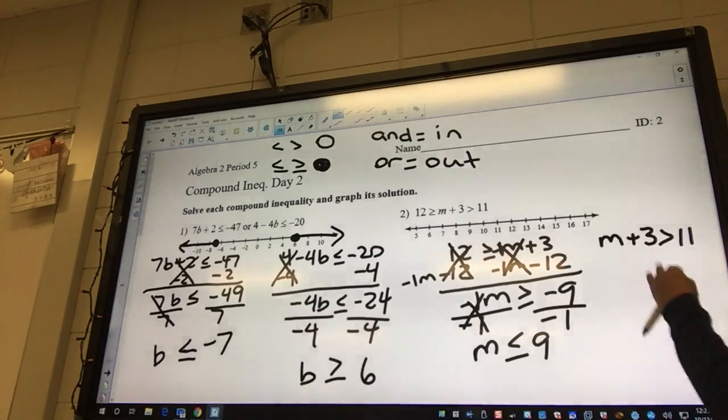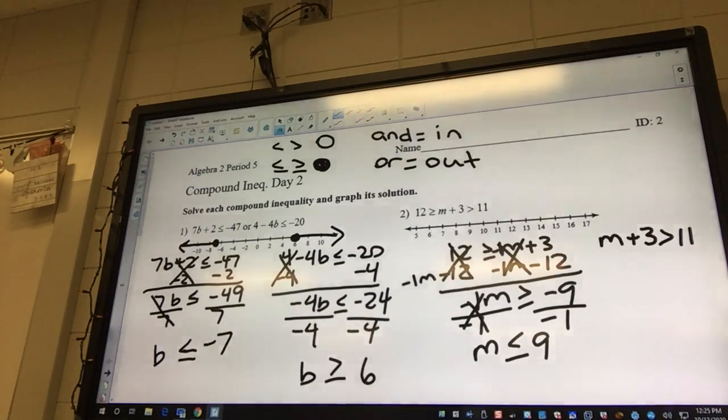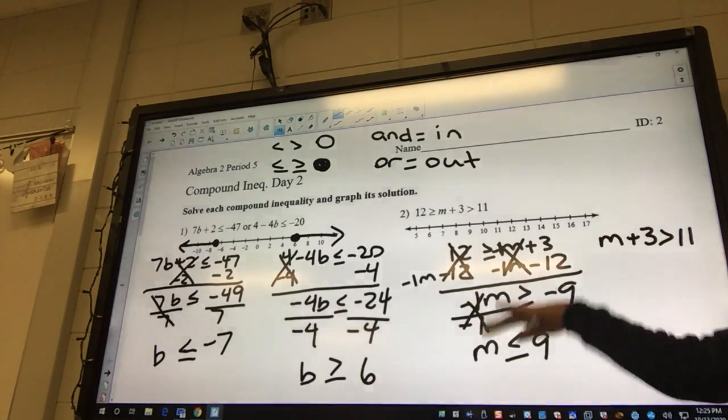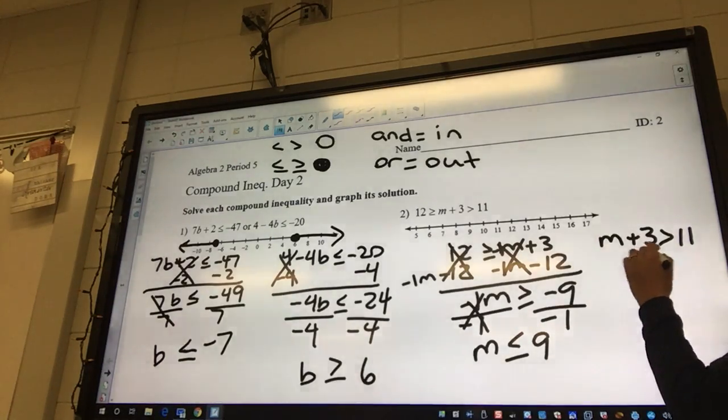But this one you don't need to move the letter or anything. Why? It's already on the left. The letter's on the left side, so we don't need to move the letter. We can just move the 3.